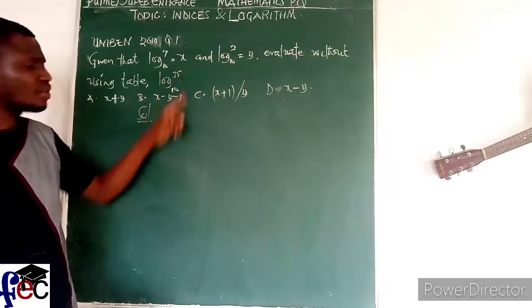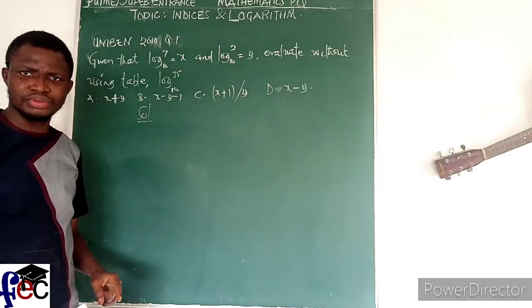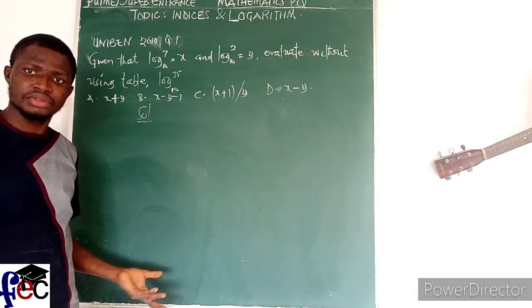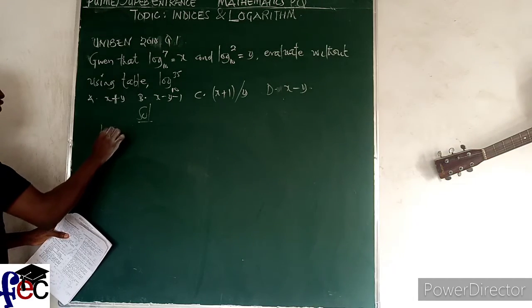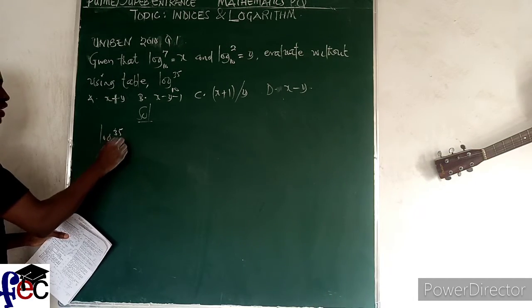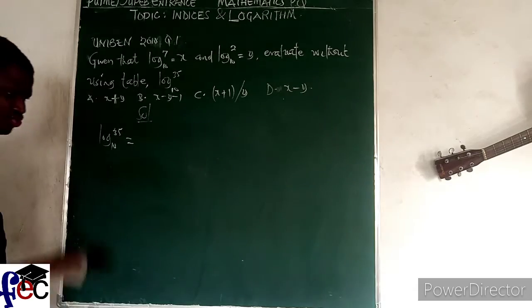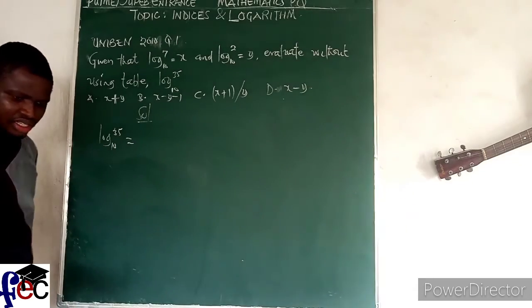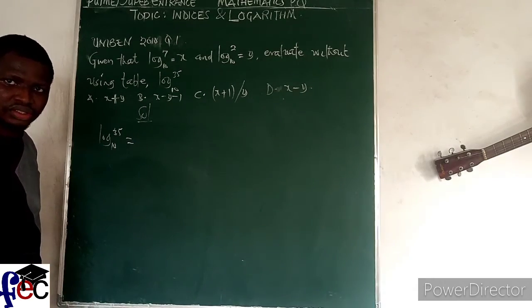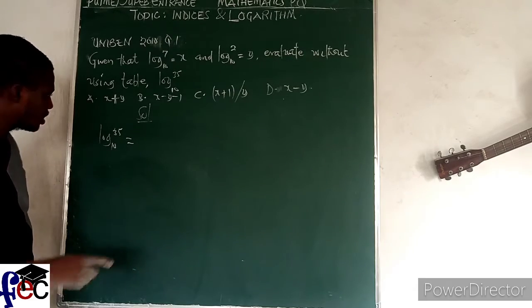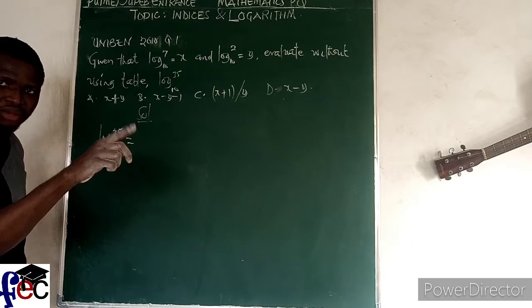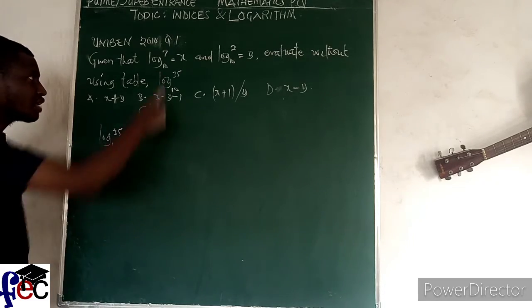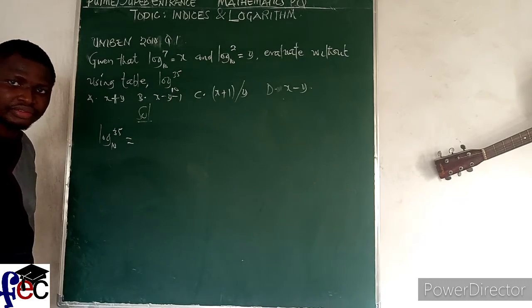Wait, how can 2 come here? Is it possible? And they are telling us it's possible. Well, let's see now. So solution, log 35 base 10. So this one, what's it the same thing as? There are two approaches to this. Number 1, I can write 35 as 5 times 7. So 7 has come out, remaining 5.